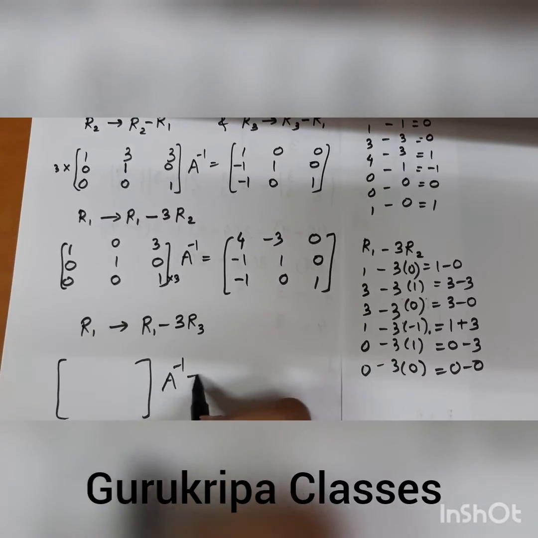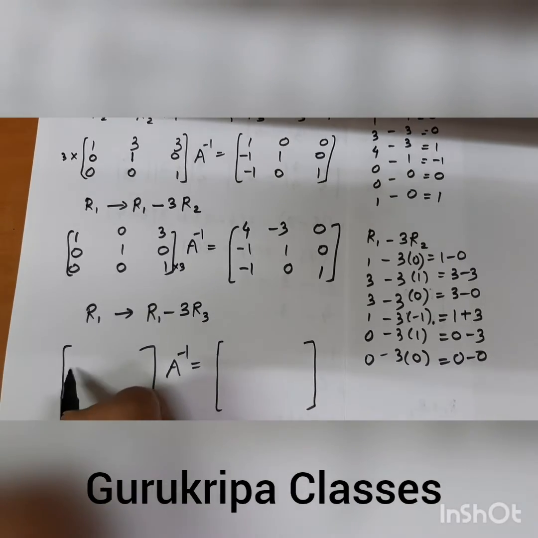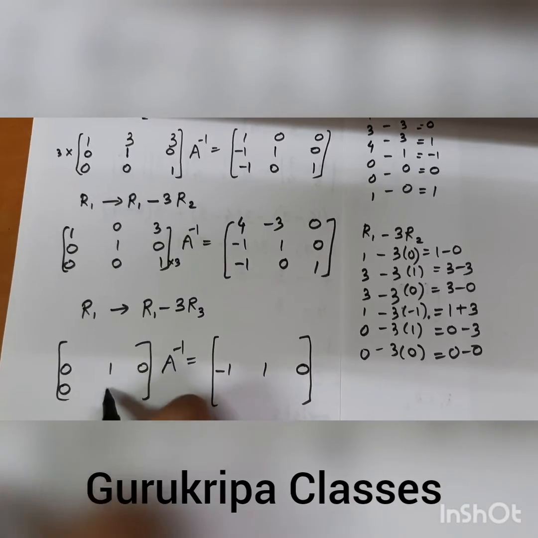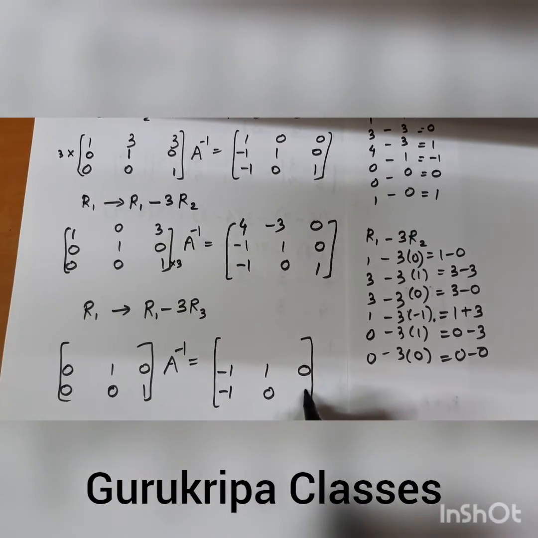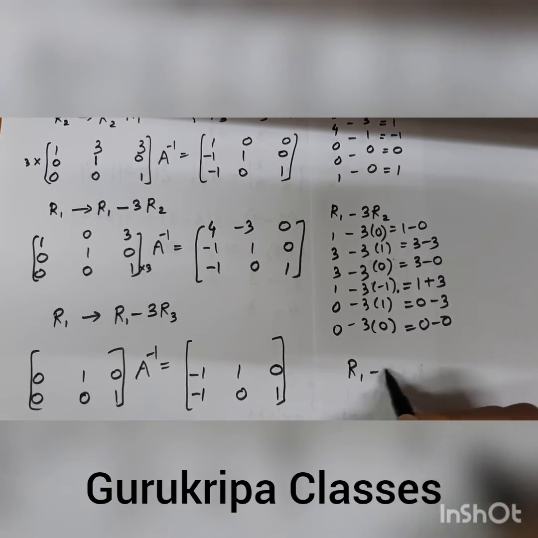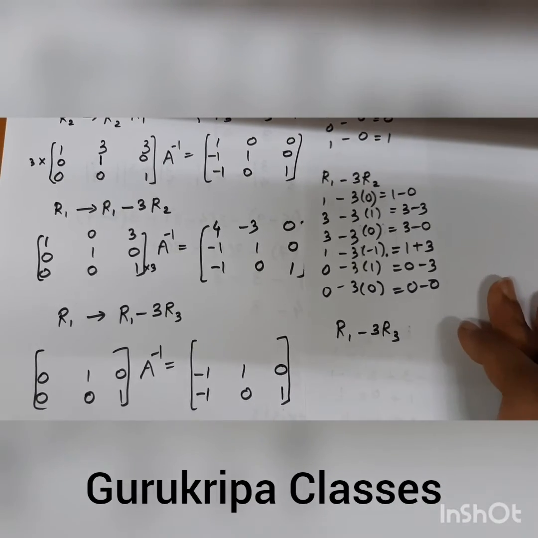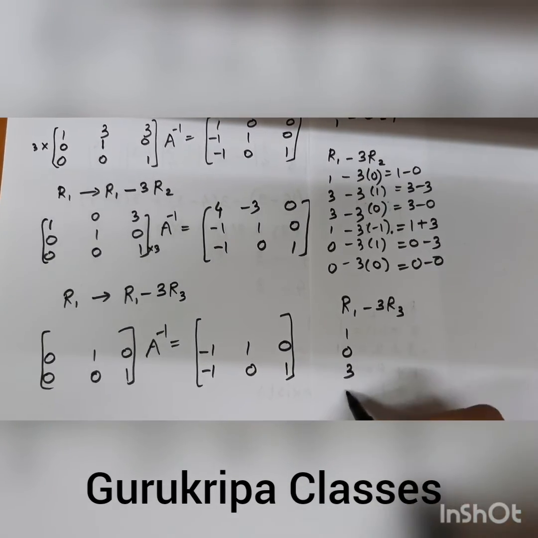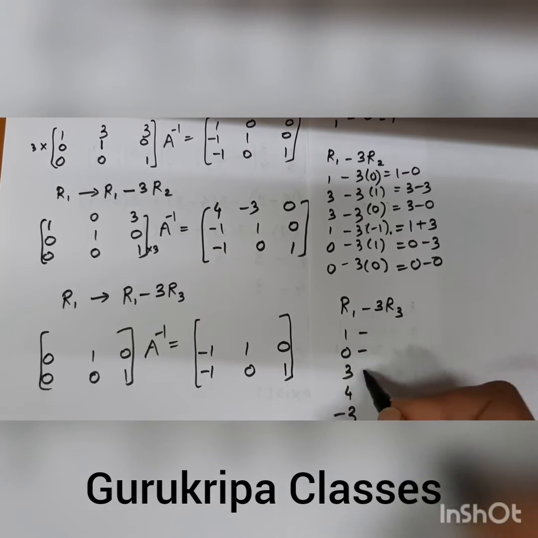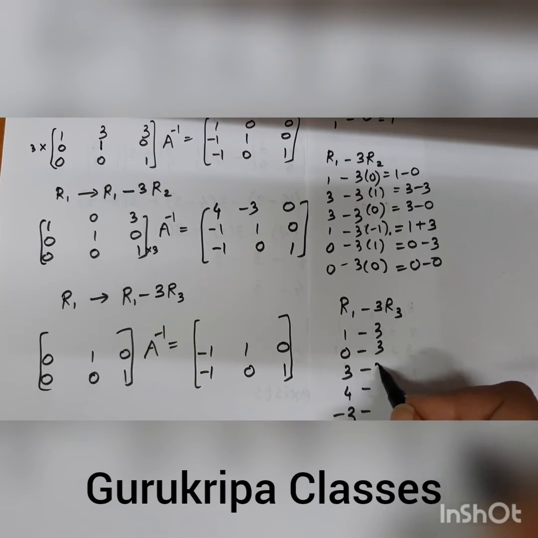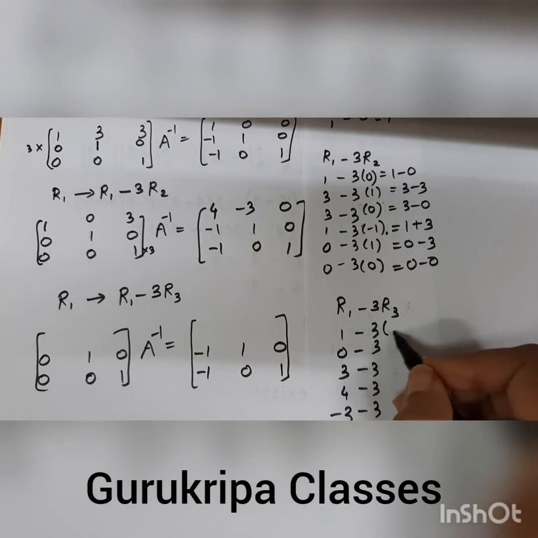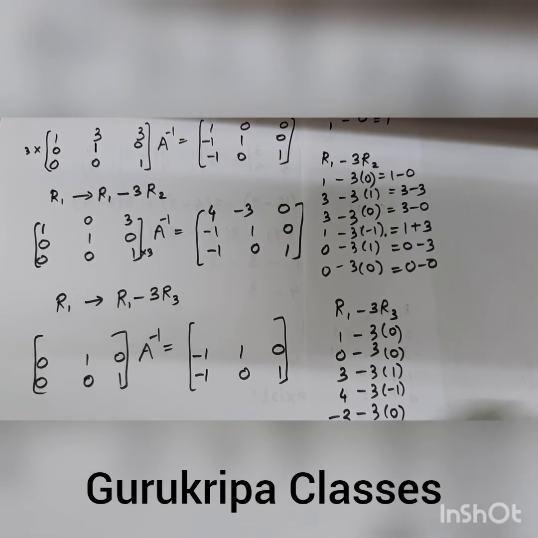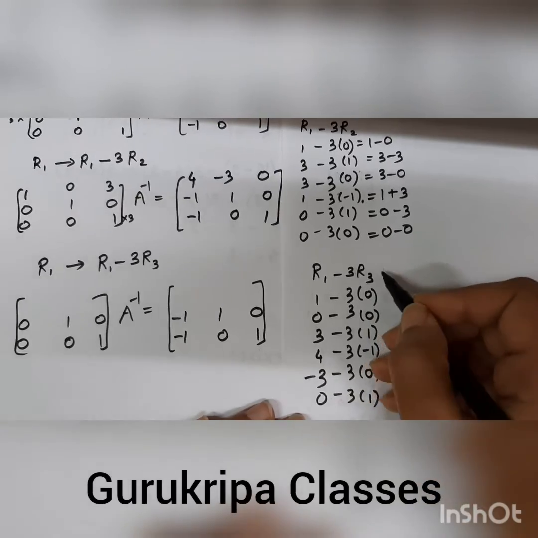A inverse as it is. And the second row 0, 1, 0, minus 1, 1, 0 will be as it is. The third row will be as it is. And R1 minus 3 times R3, I am doing this operation here. What are the elements of R1? 1, 0, 3, 4, minus 3, 0, minus 3 times the elements of R3. The elements of R3 are 0, 0, 1, minus 1, 0, 1.